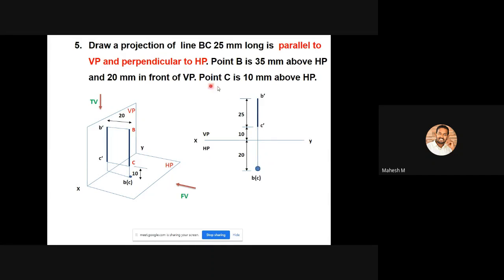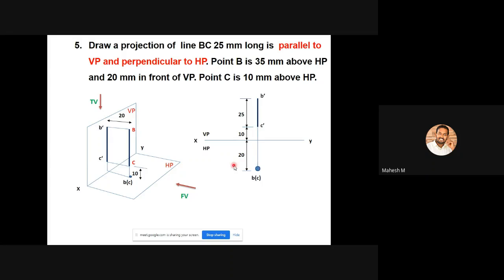But here we are having another dimension, that is, point C is 10 mm above HP. So you can pick a point that is 10 mm from the reference line, and you can name it as C dash. Then next you can highlight this line because this one is our front view, and highlight this point. This one is our top view.